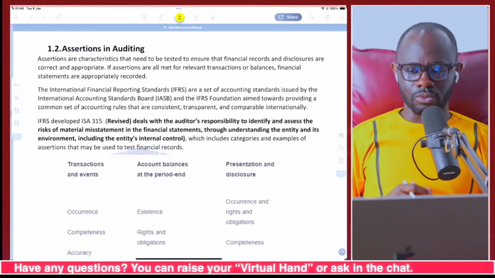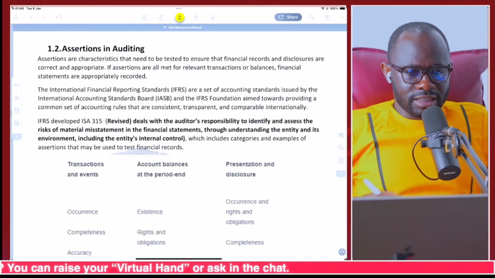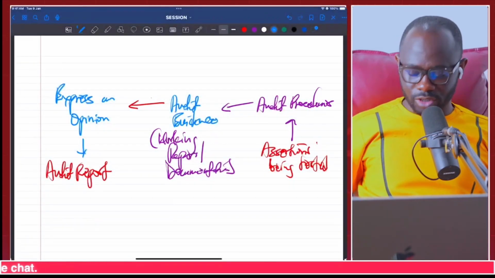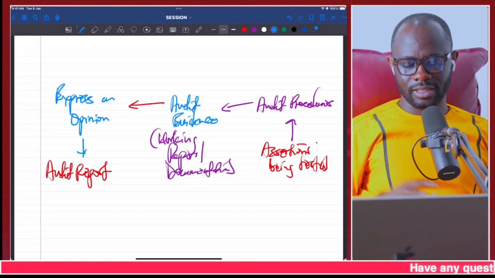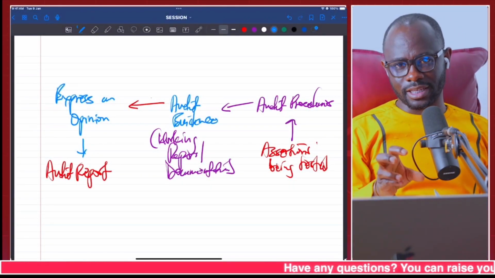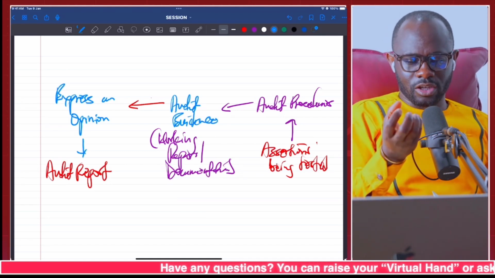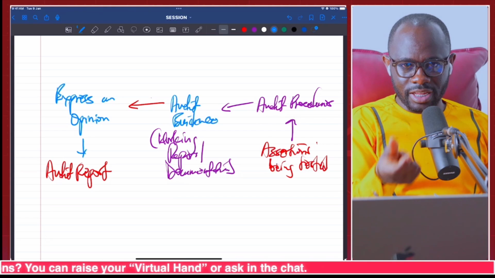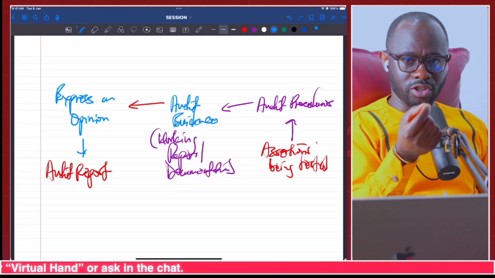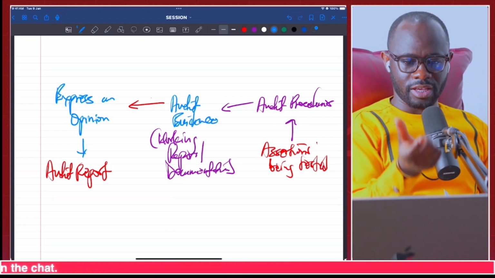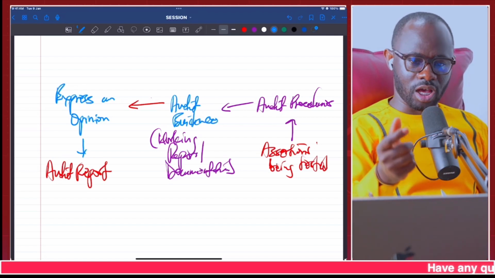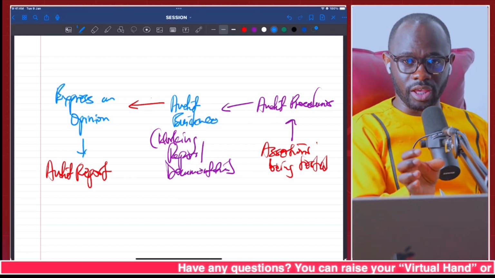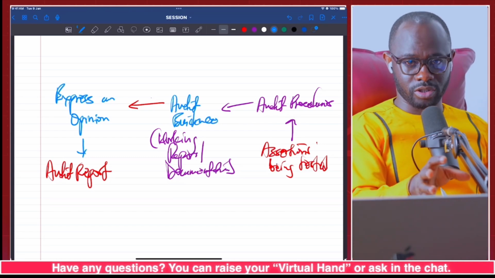But let's come to this part of the discussion, assertions. Because if you remember back to my diagram, I said the assertions being tested could guide us on the audit procedures we are going to be undertaking. Whilst we undertake the audit procedures, we are going to be gathering audit evidence, and that audit evidence will help us to now express an opinion on the financial statement, which is going to be in our audit report.